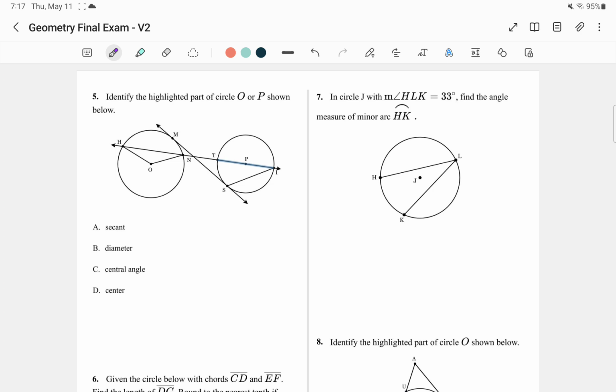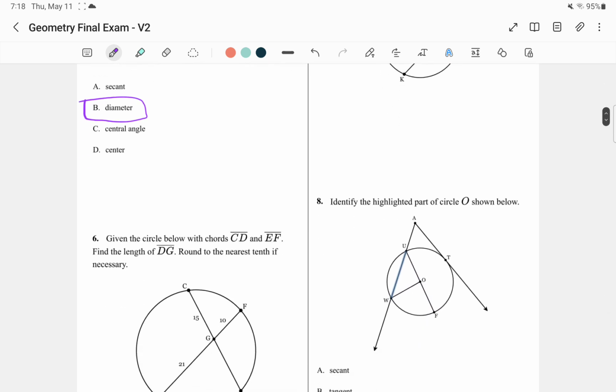All right, so to identify the highlighted part of circle O or P shown below, since this is the line segment that is going through the center of the circle, going from edge to edge through the center, that is our diameter. So number 5 is B, diameter.